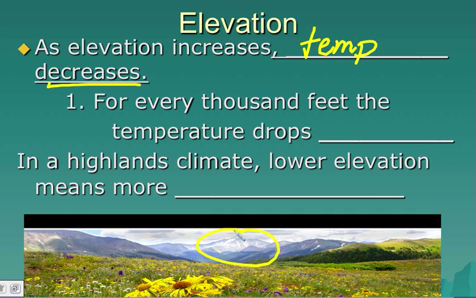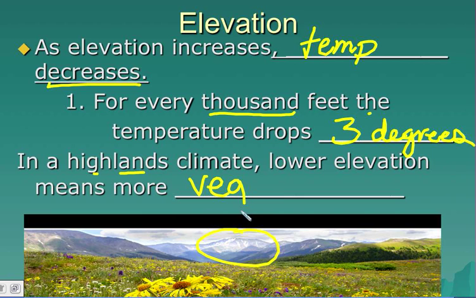Now, typically, for every about 1,000 feet that we go up a mountain, the temperature drops right around 3 degrees. Okay, so 3 degrees Fahrenheit is lost every 1,000 feet that you go up. Now, we typically tend to see in a highlands type of climate, in mountains, the lower elevations with the vegetation. Okay, so we can see here in this image, the very tip tops of the mountains are fairly bare and rocky, where the lower elevations have all this beautiful green.